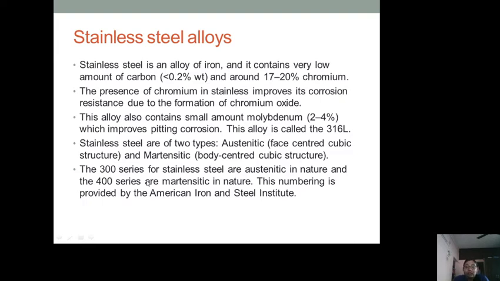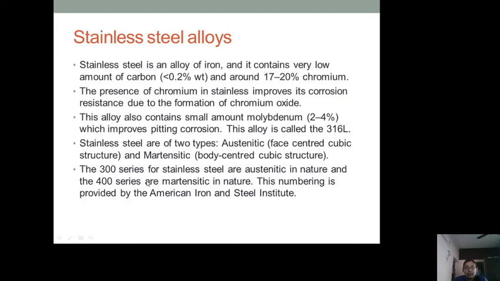Now again, stainless steels can be of two types. It can be austenitic, that is face-centered cubic structure, or martensitic, which is body-centered cubic structure. If you see the crystalline structures, there are face-centered and body-centered structures. I'm not going to go into details of that, but I'm sure you have studied this in material science.